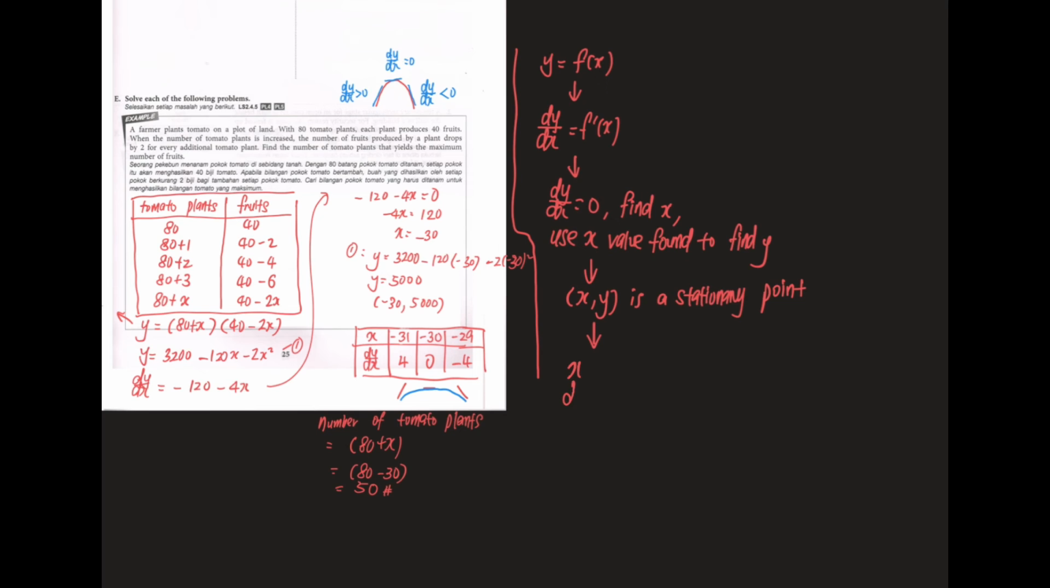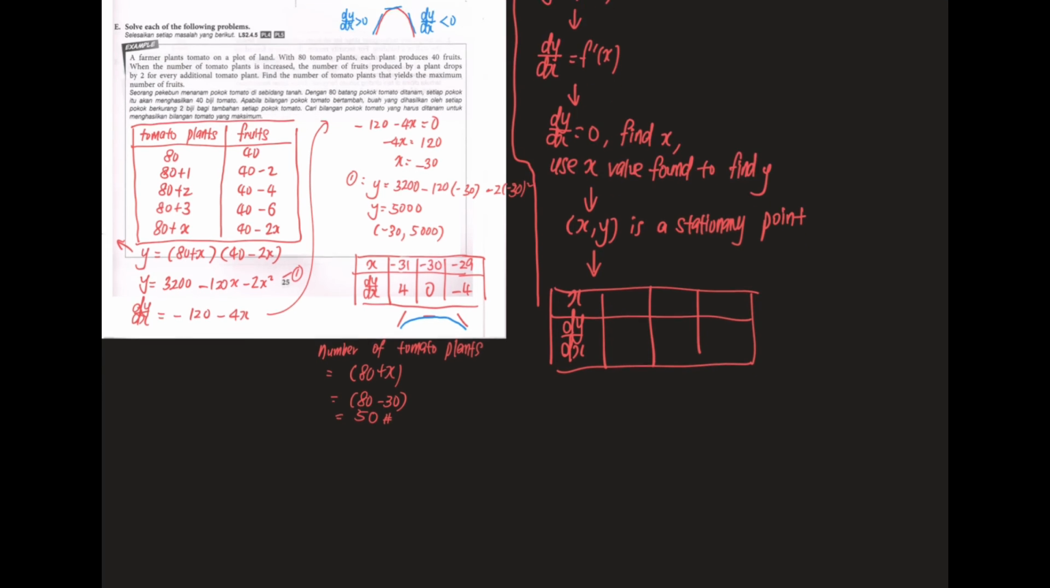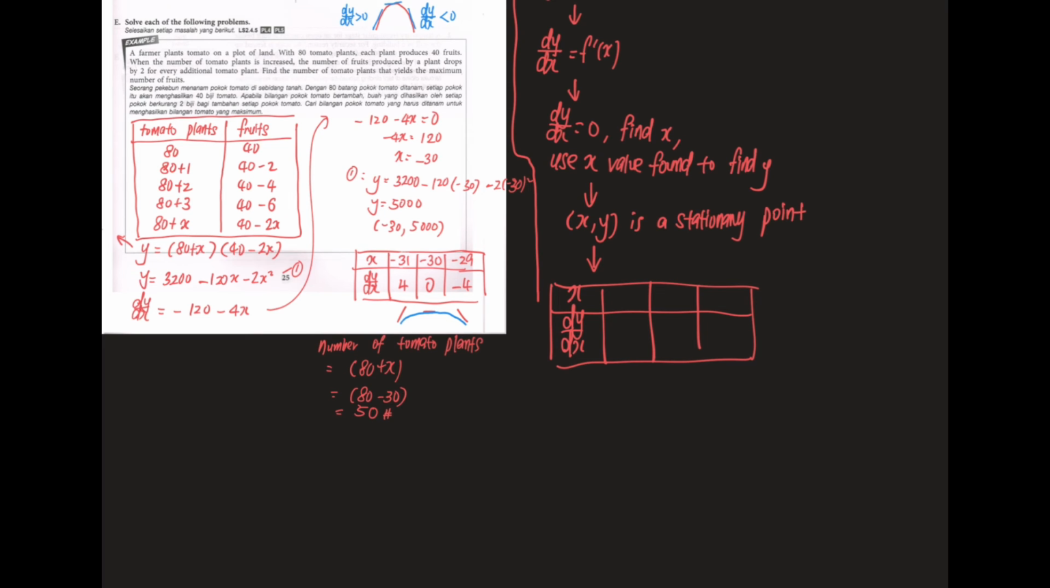Then I said you build a table with 3 x values, and then you look at the dy/dx to determine the nature, where it can be maximum, minimum, or this kind of inflection, or this kind of inflection.